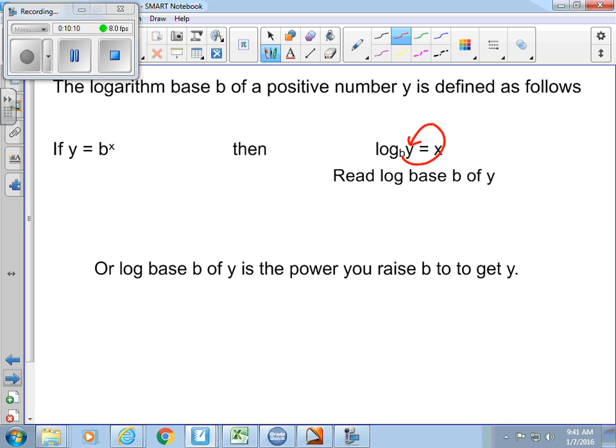So, b to the x equals y is the exact same thing as log base b of y equals x. Or log base b of y is the power you raise b to get y. You need to know that conversion. At the end of this chapter, we will put that on a note card. This little circle thing, you don't have to do it yet. I'll probably put some other things on the note card with it. But this is the most important slide of the day: what in the world a logarithm is and how we're going to work with it.